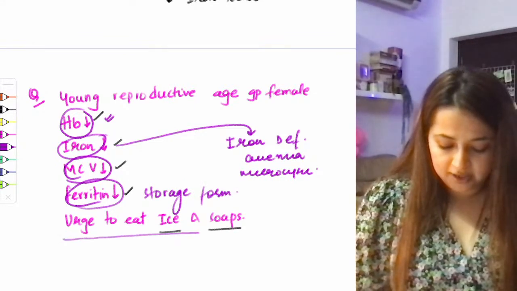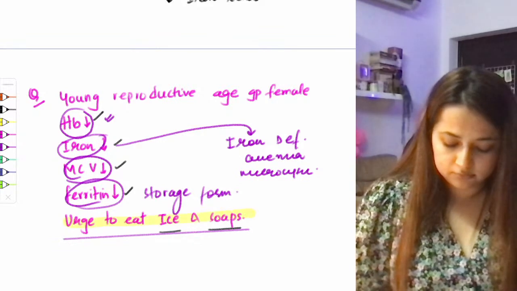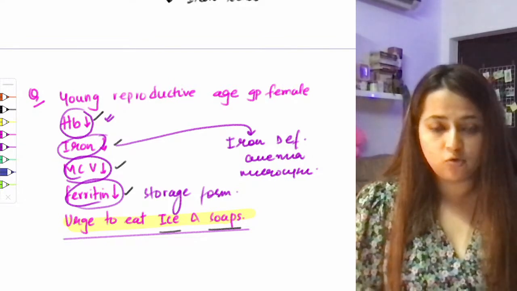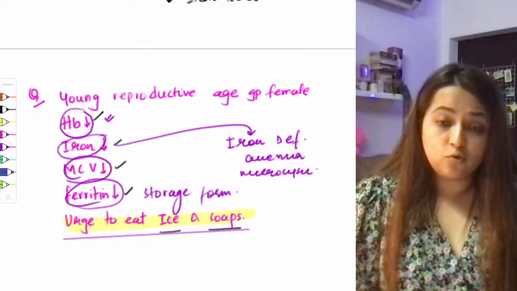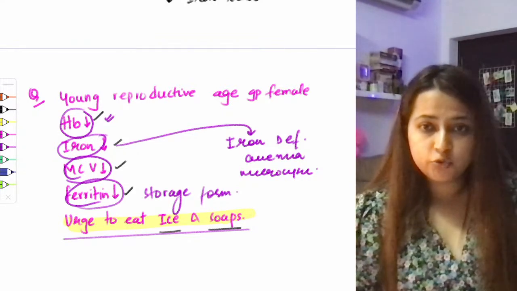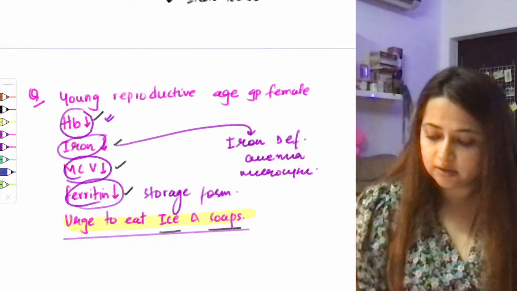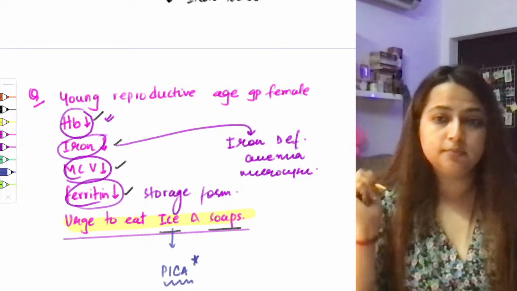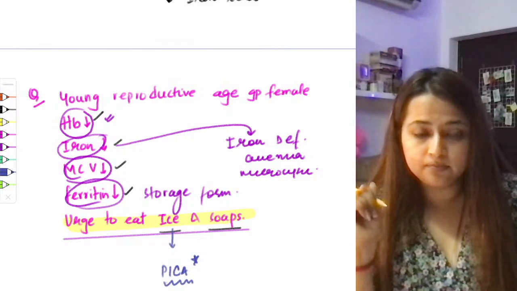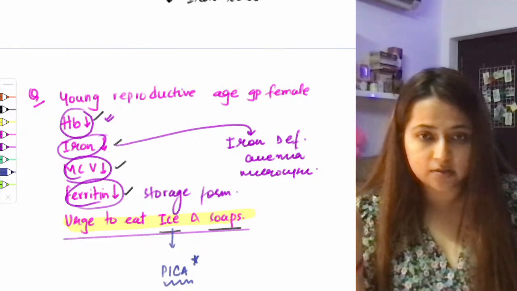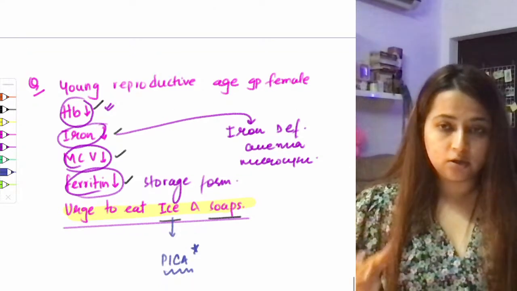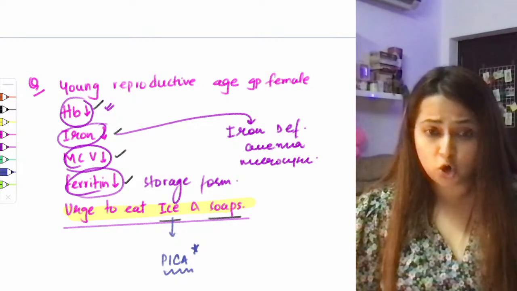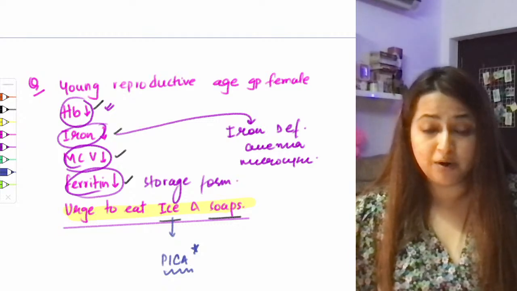But what is this last line written in the question? Urge to eat ice and soaps. So we usually don't eat ice or soaps, okay? This is the urge to eat a non-edible substance, and this is known as pica. Pica is also common during pregnancy, and it is a very important hint for iron deficiency anemia. The urge to eat non-edible or non-nutritious substances, for example, soaps, chalks, ice, it could be mud also, right?